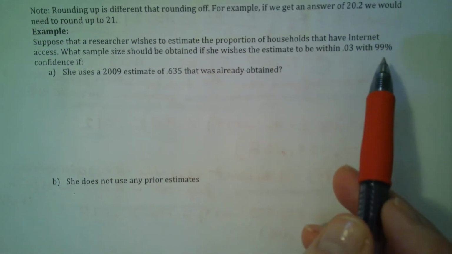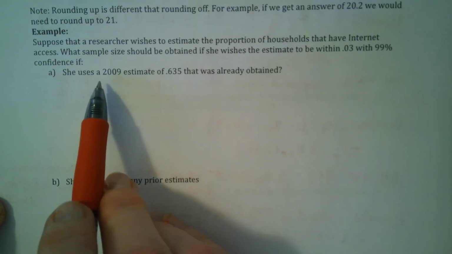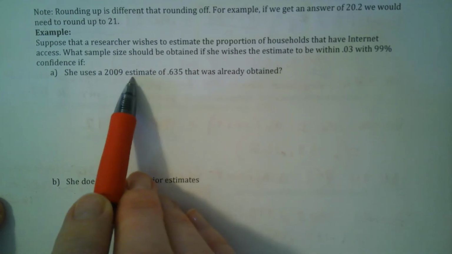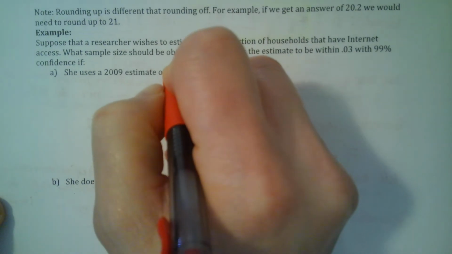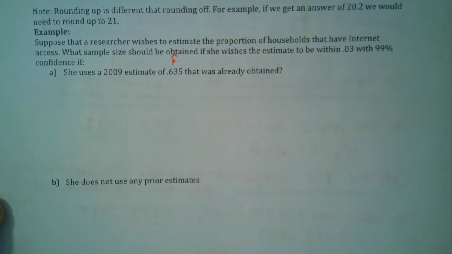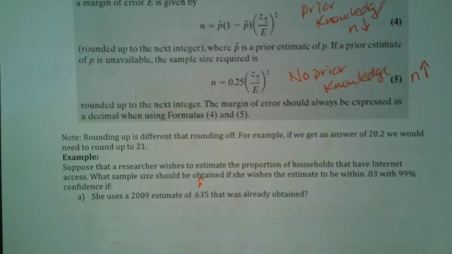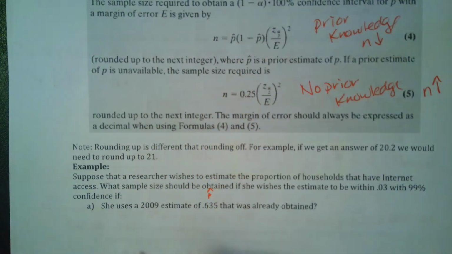So she wants to be really confident with this small tolerance. For the first example, let's say she has a previous estimate from 2009, and that prior estimate was 0.635. So that's my prior point estimate, my prior p-hat. Using the formulas up here, this is the formula I'm going to use because I do have this prior information.